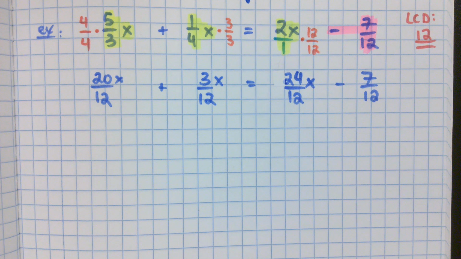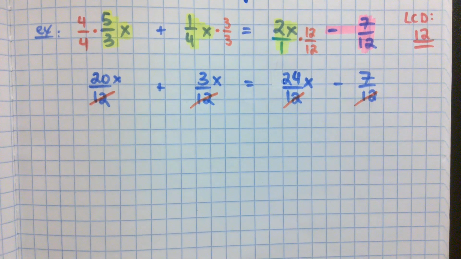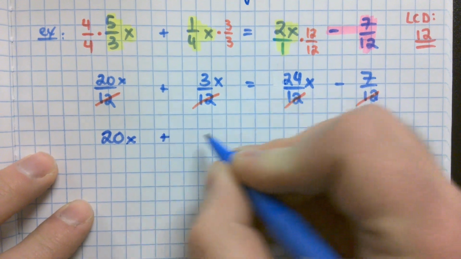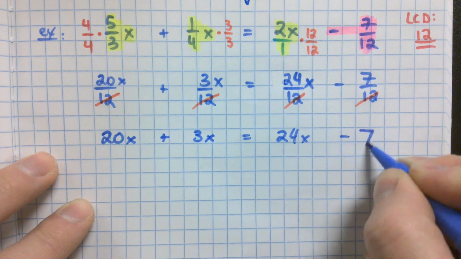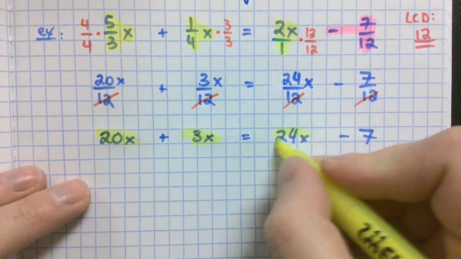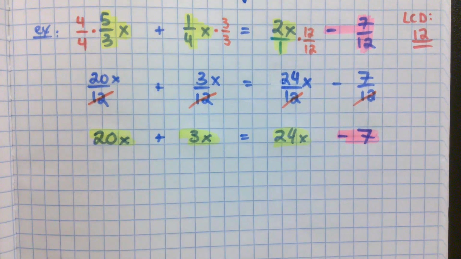All my terms are on the same level now. They're all out of 12. What can we do with all those 12s? Cross them out, right? 12, 12, 12, 12. They all go away. We're left with the equation 20x plus 3x equals 24x minus 7. Variable, variable, variable. Good morning, Nellie. Constant. Thank you.